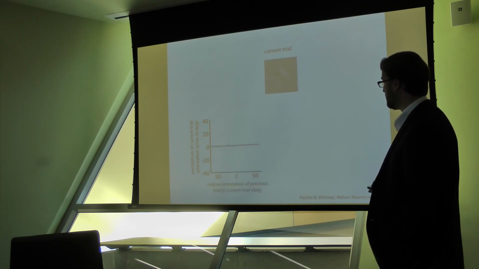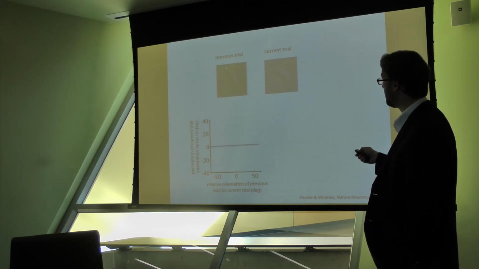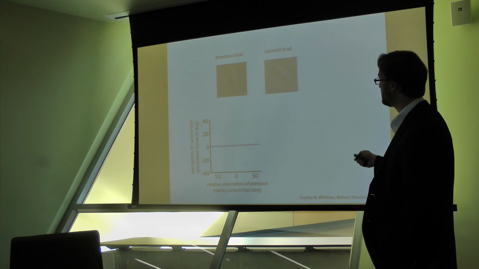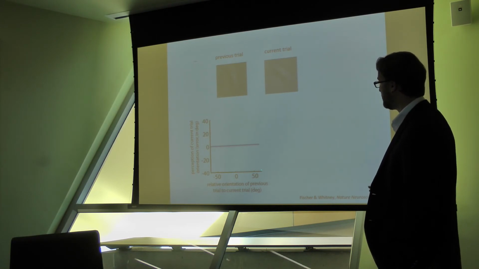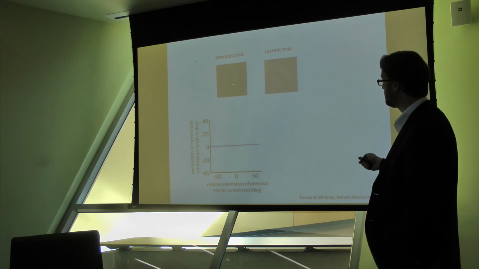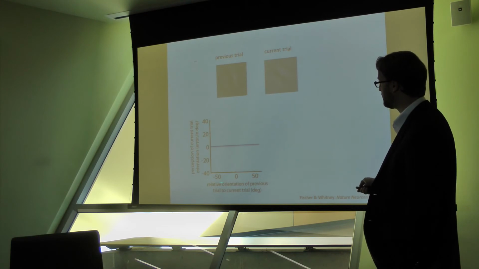In fact, what we did was plot their errors relative to the previous trial orientation. So here's the previous trial. And what you can hopefully see is that the Gabor orientation is slightly more clockwise relative to the current trial. Slightly more clockwise. Okay, so that's what these positive numbers over here mean. When the previous trial was more clockwise, that's what we're going to plot over here. When the previous trial was more counterclockwise, we're going to plot that data over here.